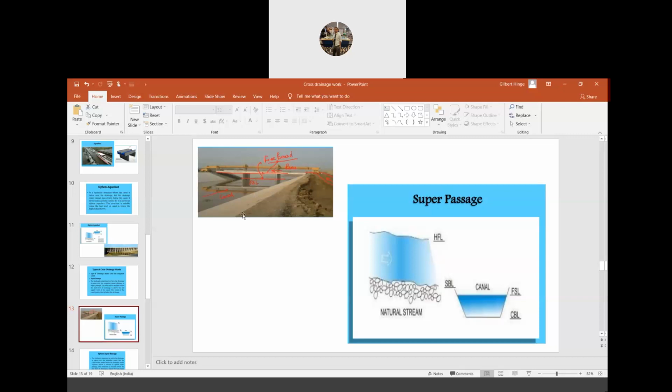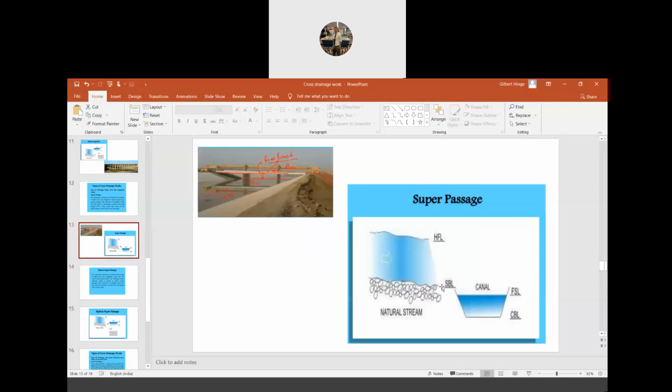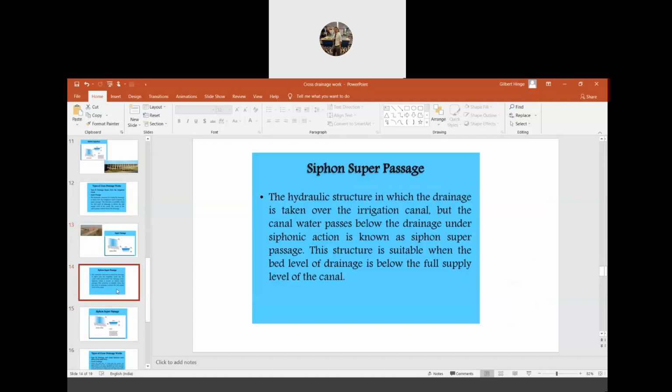super passage. Then, apart from the super passage, we have a different type which we call a siphon super passage. In a super passage, the water flows under atmospheric pressure. However, in a siphon super passage, the bed level of the river is below the full supply level of the canal. The bed level of the drainage of the river is below the full supply level of the canal.